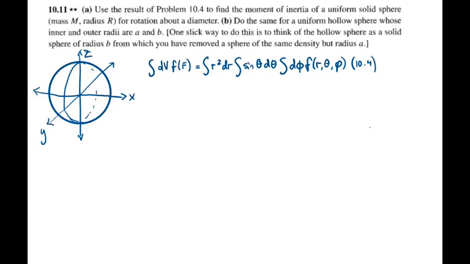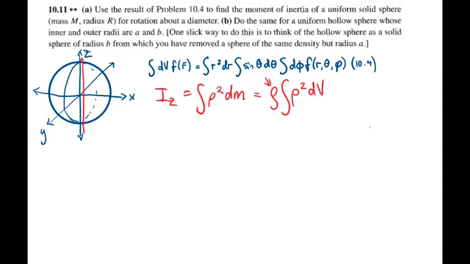So for simplicity, let's find the moment of inertia about the z-axis. The moment of inertia will be the integral of, let's use rho squared dm, where rho is the distance from the z-axis and dm is a tiny piece of mass. Since this is a uniform solid sphere, we can express dm as a density times a tiny bit of volume. And I'm using two different rhos here. This one is the density.